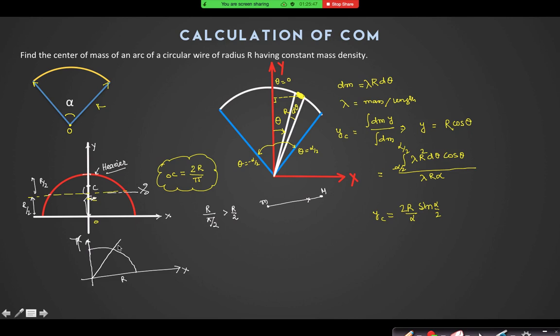Because if you draw a line like this, then the center of mass will lie here. And what is the distance OC? If you find the distance OC, I will just put the formula here. It is 2r by alpha. What is alpha here? Pi by 2. Pi by 2 into sine pi by 4. So that is 4r by pi into 1 by root 2, which is 2 root 2 r by pi. That is the distance OC. But this angle is 45 degrees. So what is the xy coordinate? Cos 45 degree, sin 45 degree. So it is 2r by pi, 2r by pi.